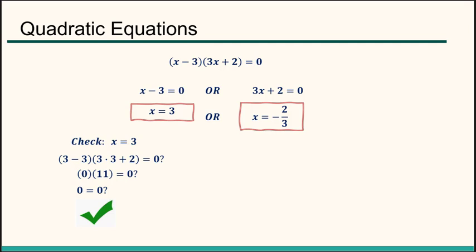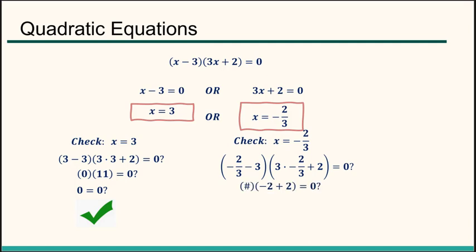Let's try the negative 2/3. It's not going to be pretty. Let's check it. Substitute in negative 2/3. So negative 2/3 minus 3 is going to be some number. I don't know what it is, but I don't care, because when I substitute in negative 2/3 here, these 3's cancel, leaving me with a negative 2 plus 2. That leaves me with some number times 0, which is 0, and that thing works as well.